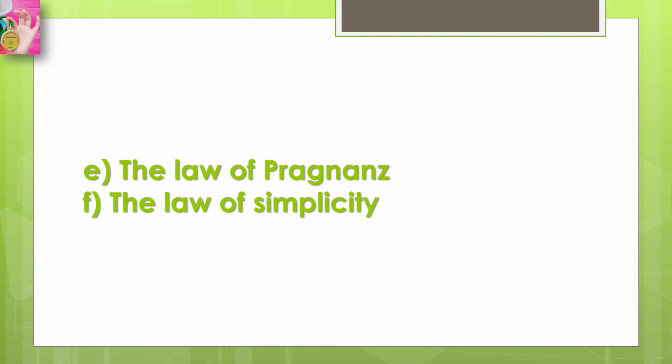So in effect, we actively and automatically construct a perception that reveals the essence of something, which is roughly what the German word Pragnanz means: the essence of something.